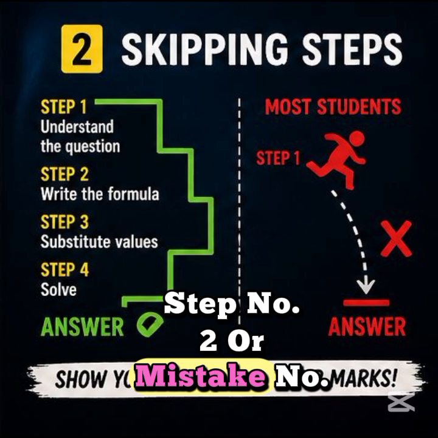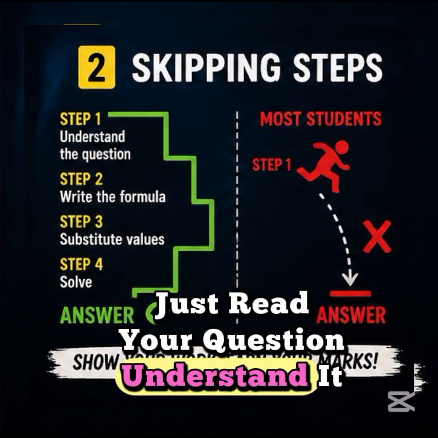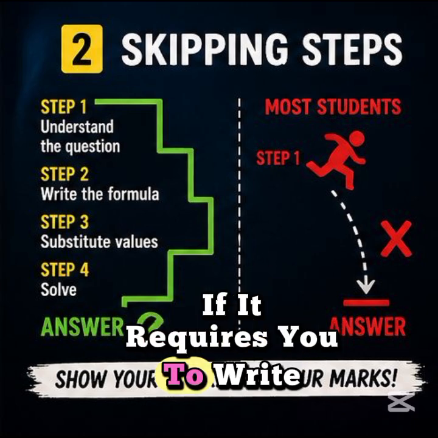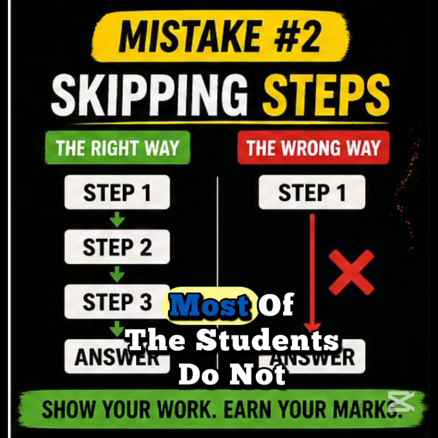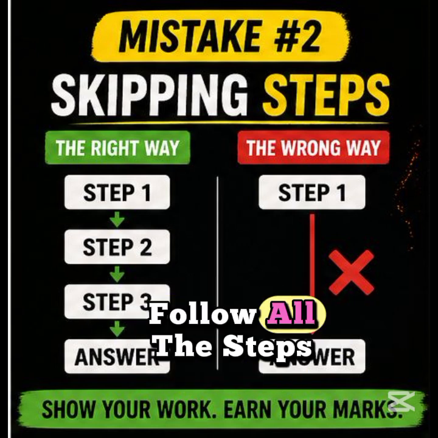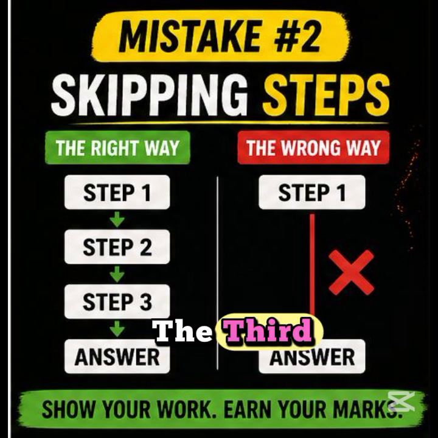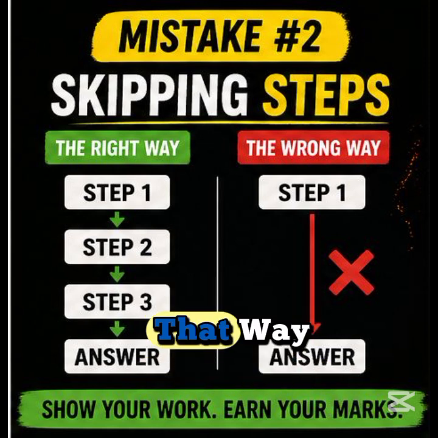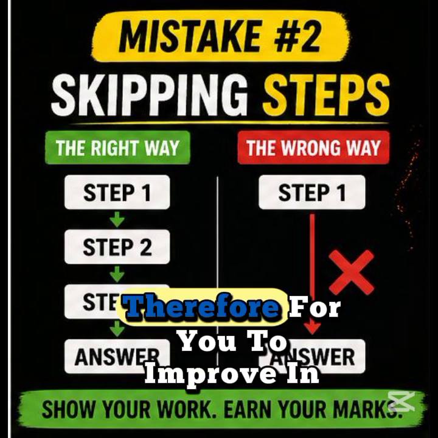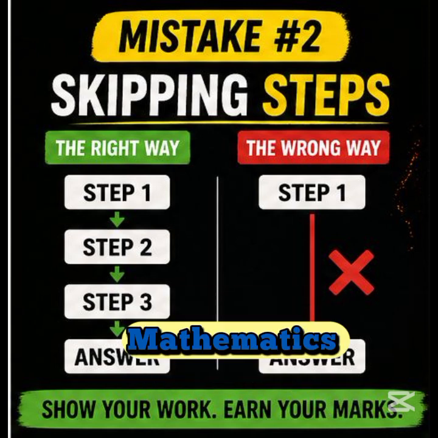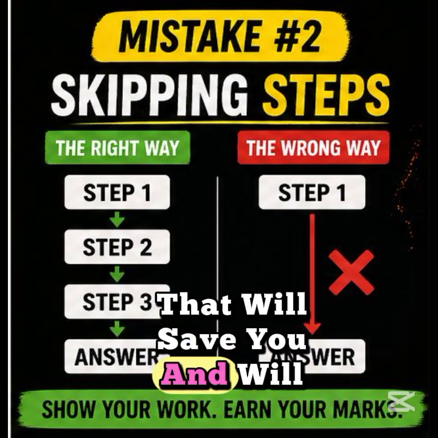Mistake number 2 is skipping steps. Just read your question, understand it, write the formula. If it requires you to write that formula, substitute values, then solve that bit. Most of the students do not follow all the steps. They start the very first step, then they skip the second and the third, then they move on to the answer. That way, a student will not be able to earn all the marks. Therefore, for you to improve in mathematics, make sure that you follow all the steps that will save you and will earn you marks.